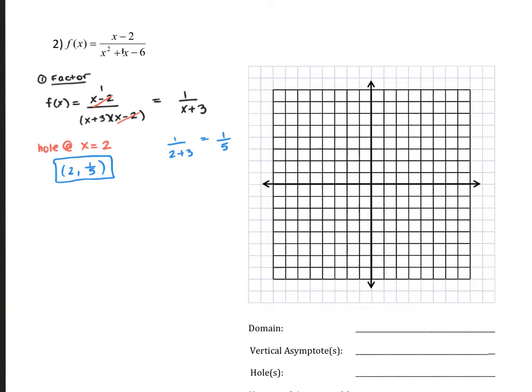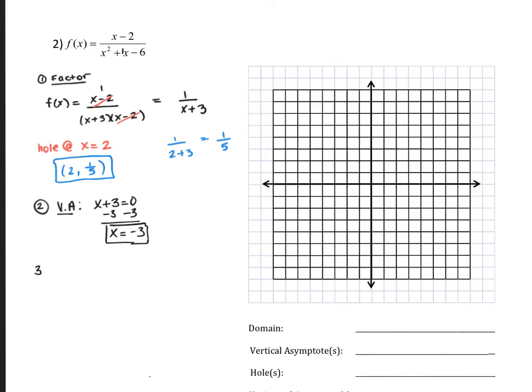Now, once we factored and we found our hole, any leftover denominators become our vertical asymptotes. So my second step is to write down what my vertical asymptote is. Here, my vertical asymptote is the opposite value. So if x plus 3 is my leftover denominator, I simply set that equal to 0 and solve. So my vertical asymptote is x equals negative 3.